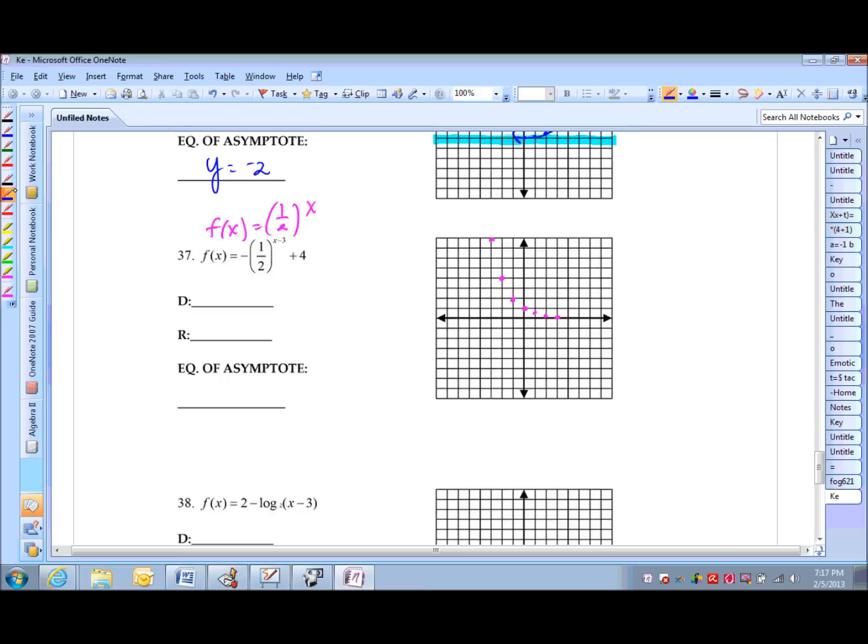Okay, and the transformations that we need to apply, we look left, right first, so we look at the x's and we know we're going to move right 3. We then reflect, and our reflection is in the negative out front. So we reflect over the x-axis. And then this plus 4 means we're going to move up 4. So remember, you look right, left, then reflect, then up, down. And we're going to apply those to each of these points.